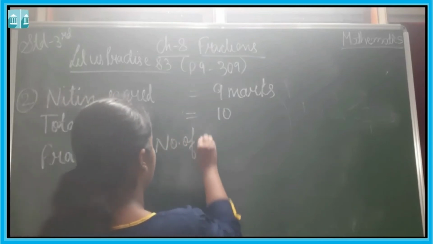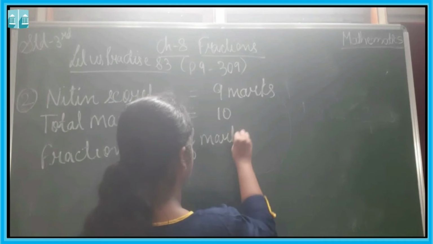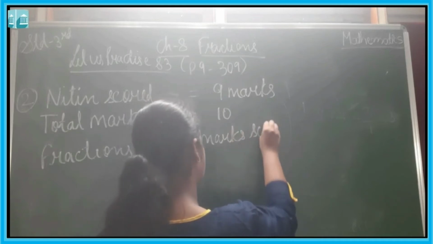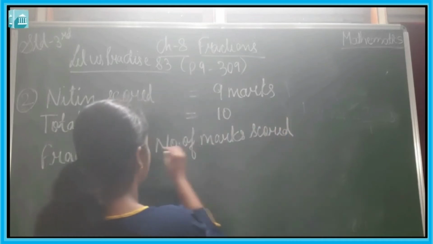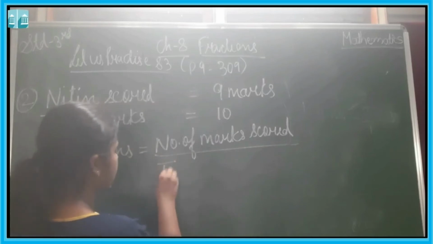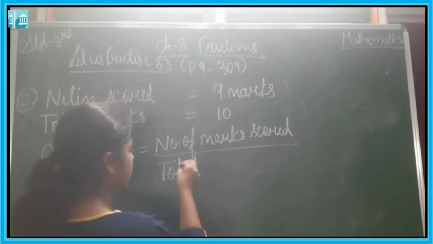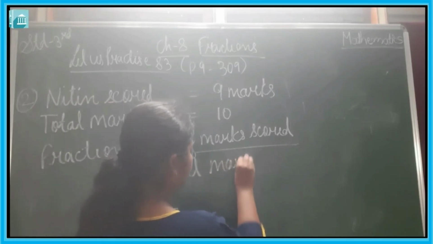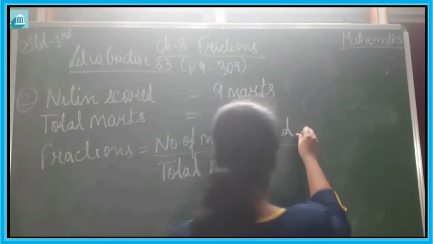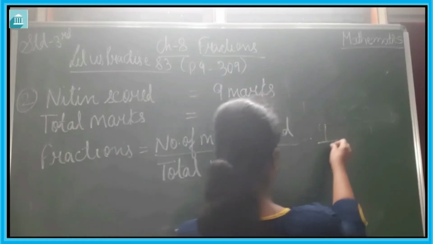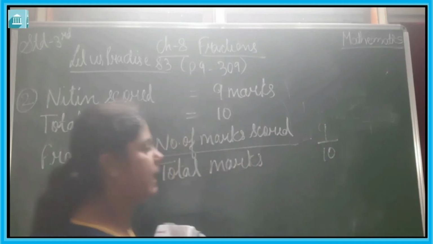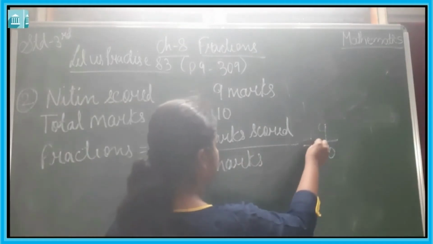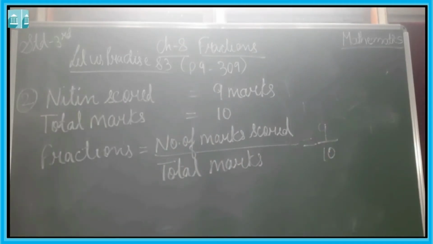So fraction is equal to number of marks scored by the total marks. So number of marks scored is 9, by the total is 10. So our answer is 9/10. Okay.